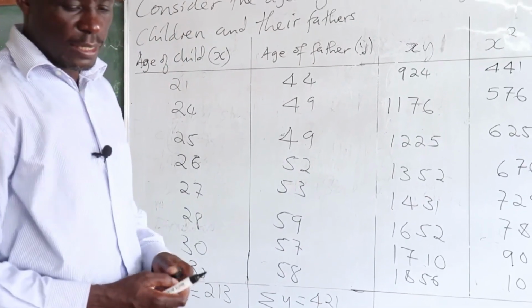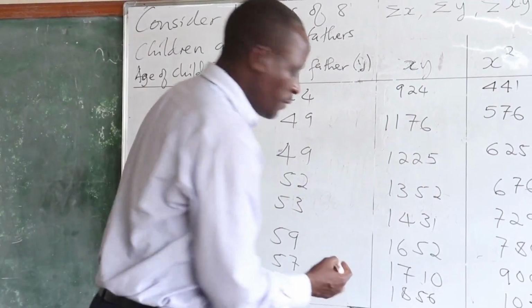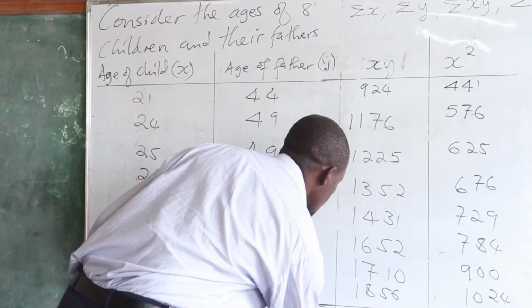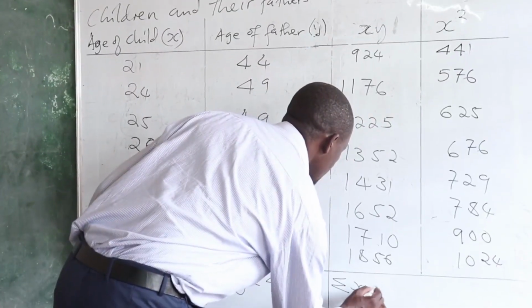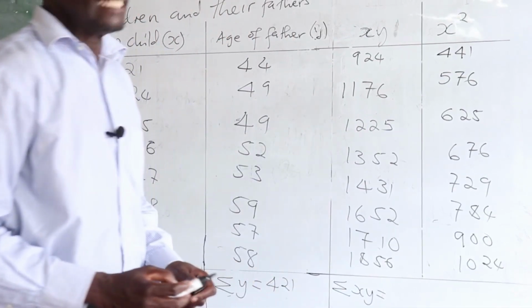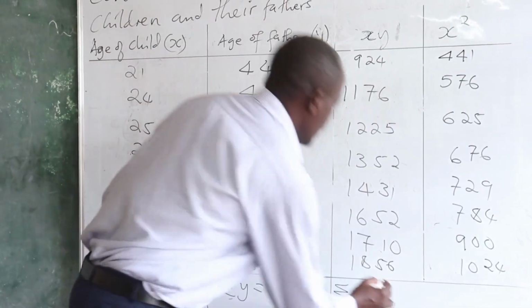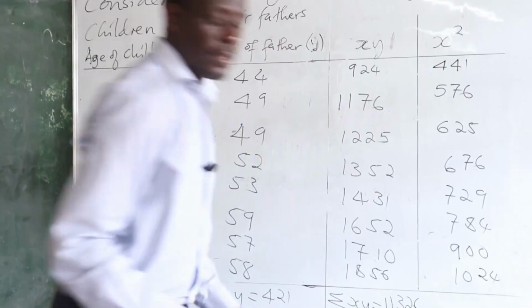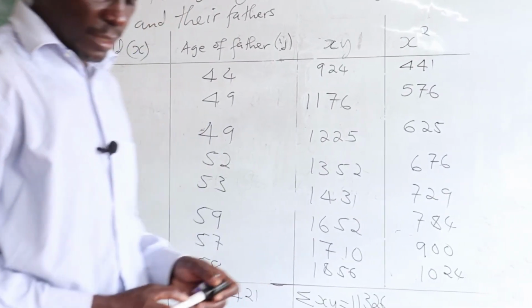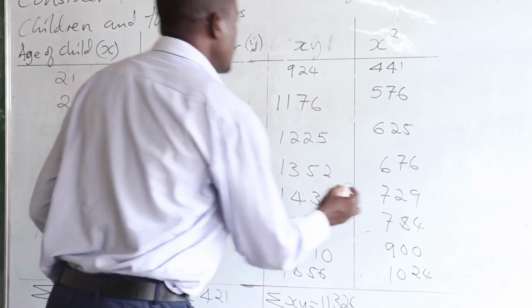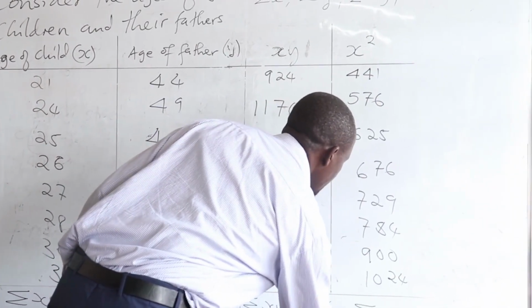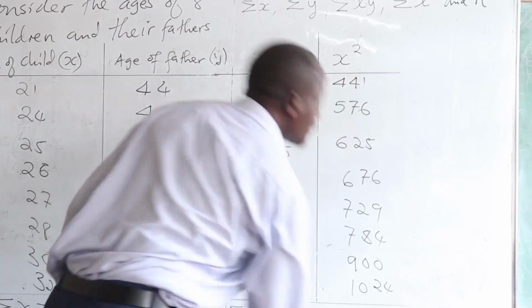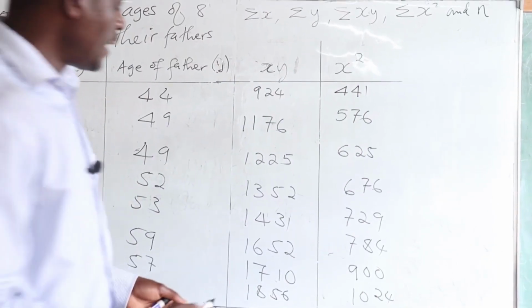So 421, that's the value, while the other one will give us 11,000. This one is the sum of x, y, should give us 11,326. And the last one, which is the sum of x squared, should give us 5,755.